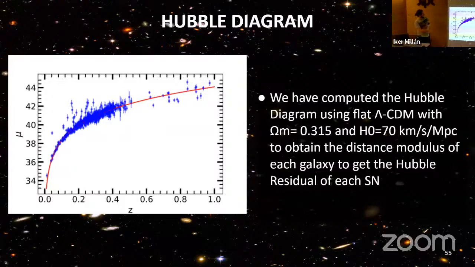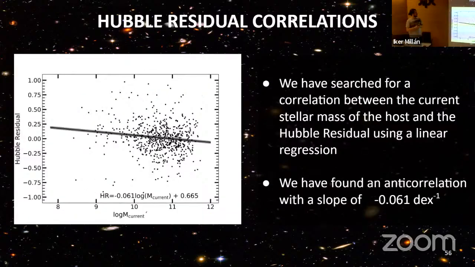And in red, we have used the cosmology of a flat lambda CDM with an Omega matter of 0.415 and an H0 of 70, according to Sako 2014. That's what we have used as a parameterization. Then for each blue dot, we compute the residual for the cosmology that we have used to obtain what's called the Hubble residual and to see if there's any correlation.